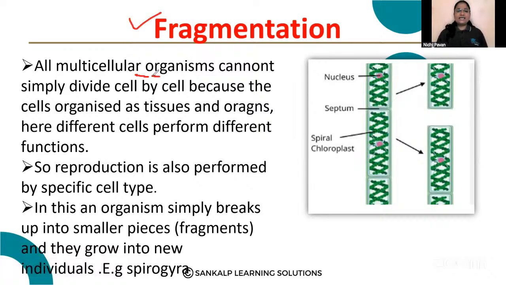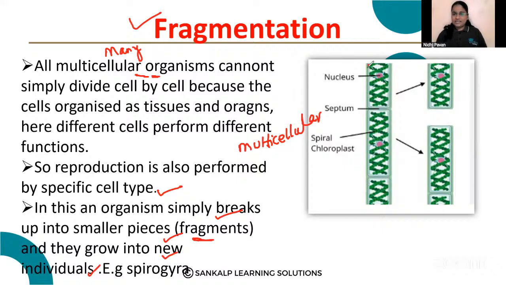So all multicellular organisms, multicellular means what? Many celled organisms. We saw fission happening in unicellular organisms. In multicellular organisms, if simple fission happened, what would happen? It would be difficult for tissues and organs to function. So that is why reproduction is also performed by specific cell types in these organisms. Where organisms are made up of many cells, that is multicellular organisms, the organism simply breaks up into smaller pieces or fragments and they grow into a new individual.